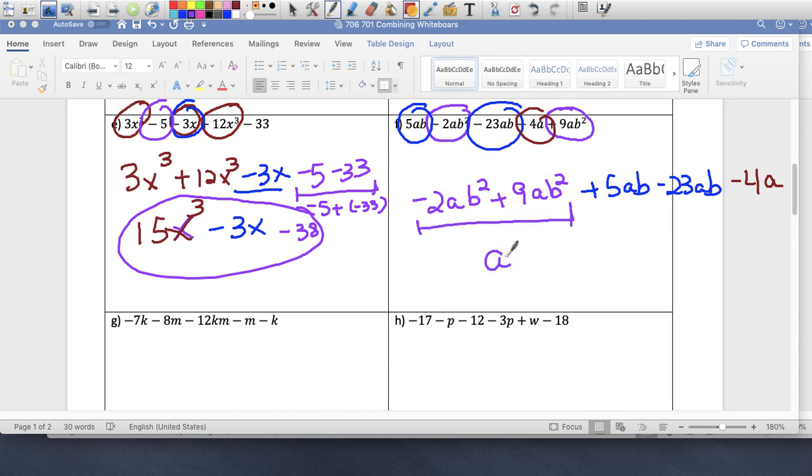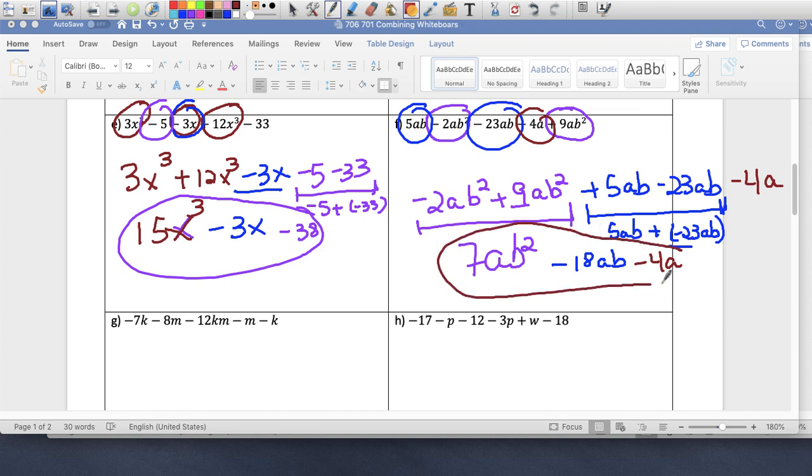It's going to be ab squared, and negative 2 plus 9, there's more positives, so it's going to be 7ab squared. The blue is 5 minus 23ab. Keep, change, and then change this to the additive inverse. And you get minus, there's more negatives, right? So negative 18ab. And finally, minus 4a, because remember there's nothing to do with the 4a, so this is my final answer.